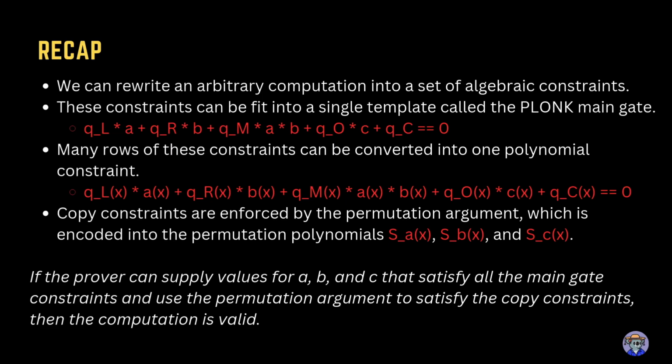From the verifier's perspective, we are essentially saying, if the prover can supply values for A, B, and C that satisfy all the main gate constraints, and use the permutation argument to satisfy the copy constraints, then the computation is valid. Great, we came a long way today, so take a moment to review everything carefully.